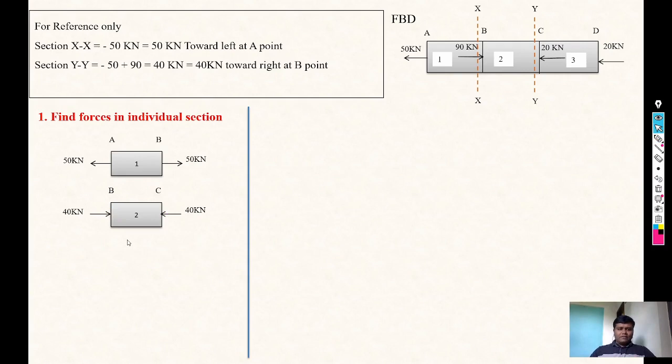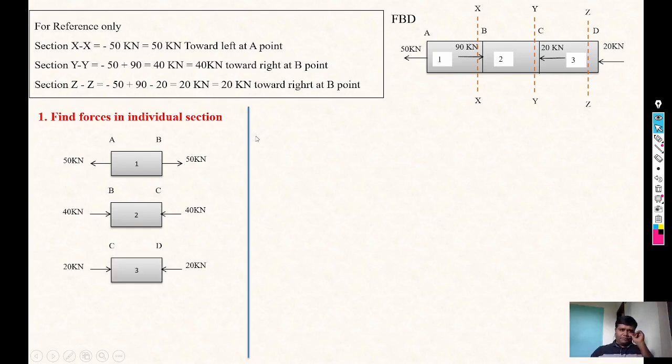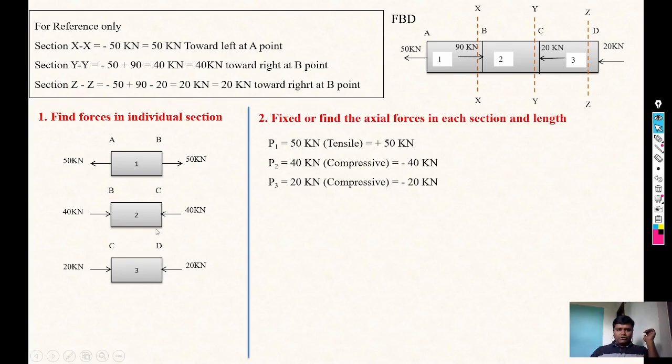Then similarly for third section, consider ZZ section and focus on left side. On the left of that particular ZZ section, three forces are there: 50, 90 and 20. 50 towards left negative, 90 towards right positive and 20 towards left negative. So total answer is positive, that is 20 kilonewton. Again 20 kilonewton means towards right. So on the basis of those individual forces, we will decide the sign of final force of individual section.